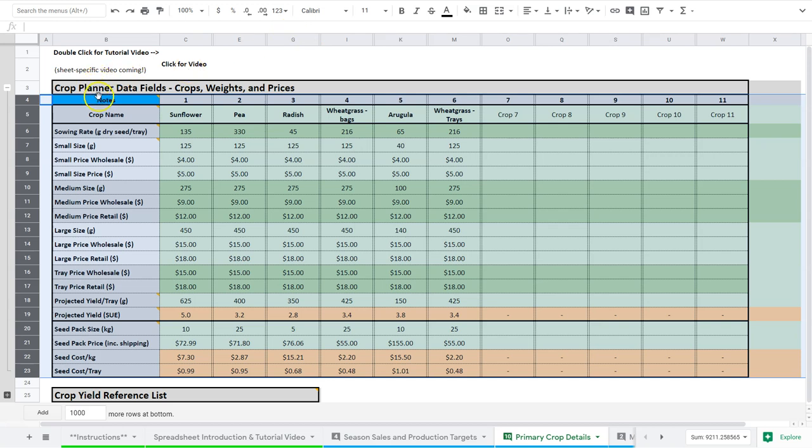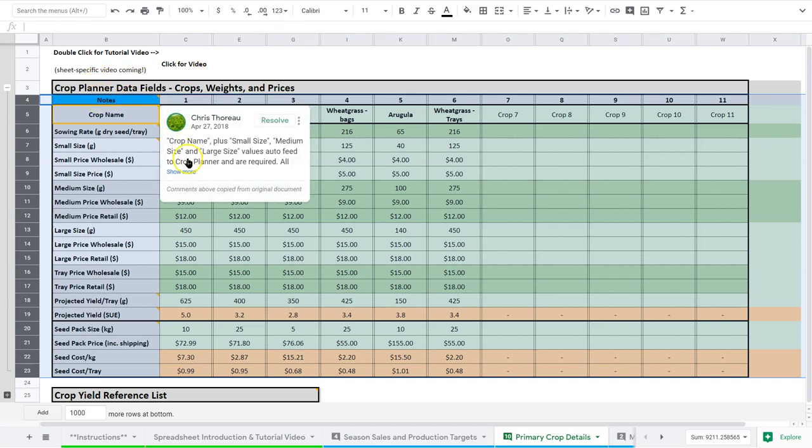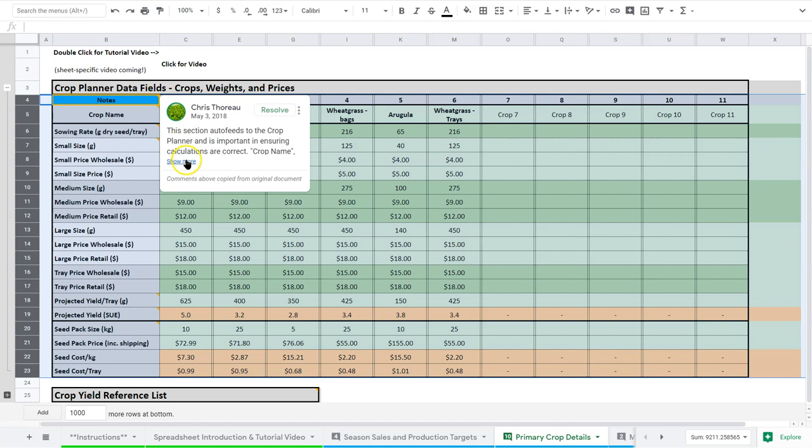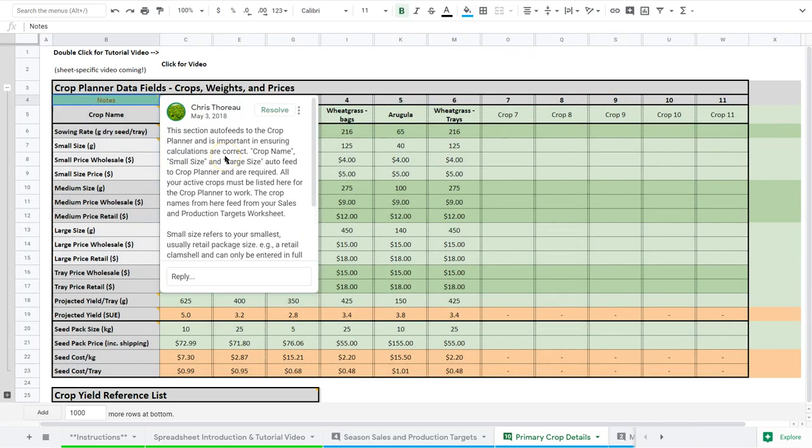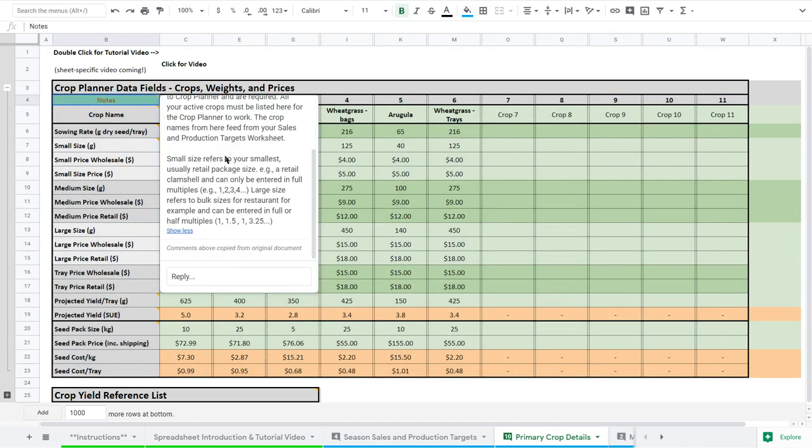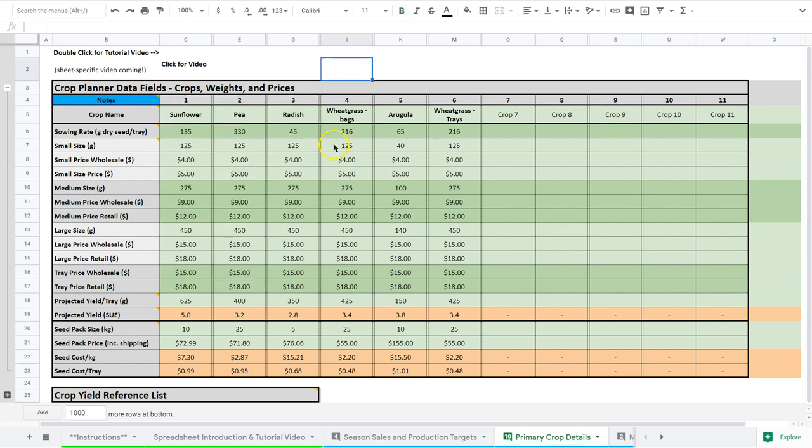So here's our first notes field here. This is one where there's a lot of information. Several of the comments in here are quite robust. They just give you a lot of information about what's going on here, and they're generally the questions you're going to ask. But I'm going to break things down for you here now. So we have room for 11 crops.